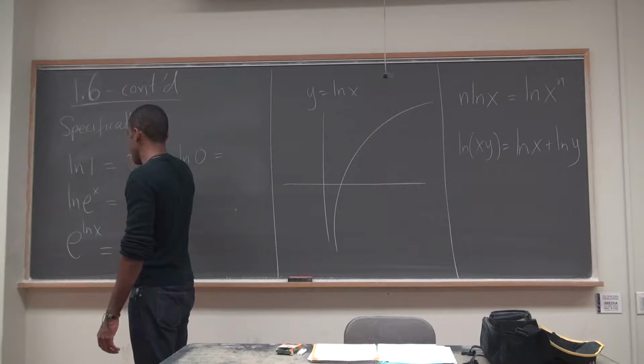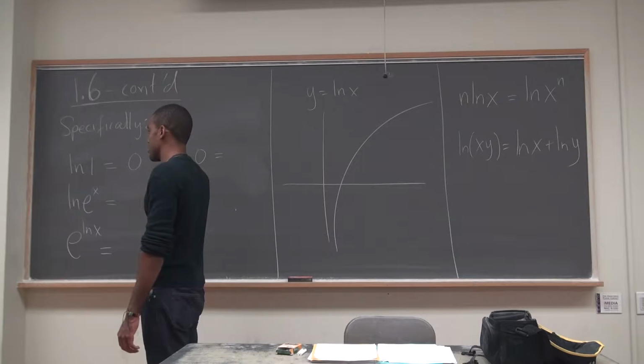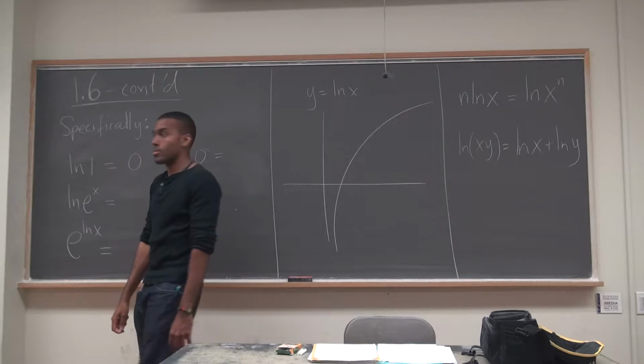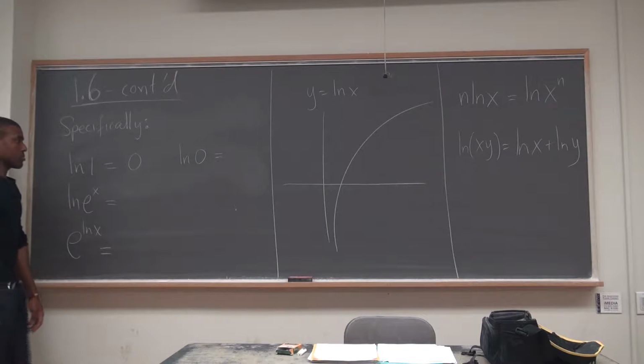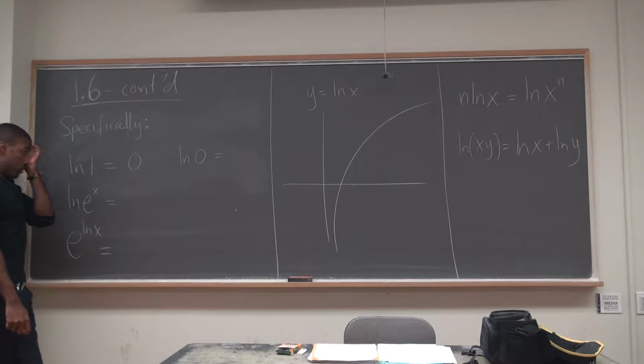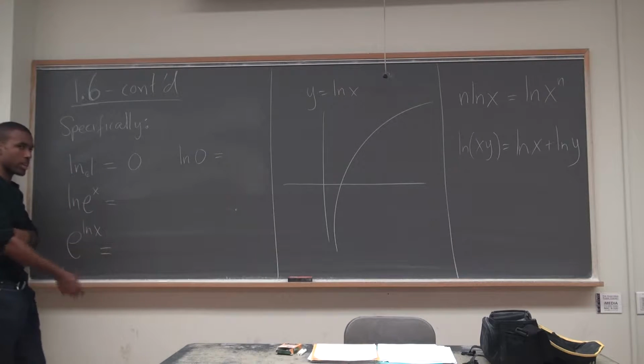Zero. It's 0. Why is it 0? Because ln means the base is e. So if I say ln of 1, what am I saying? What do I want? E to the power of something gives me 1. Which in that case is 0. Remember, log to the base a of 1 is always 0, no matter what a is, right? It's true for e as well. So ln of 1 is also 0.